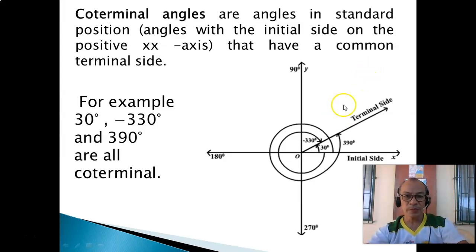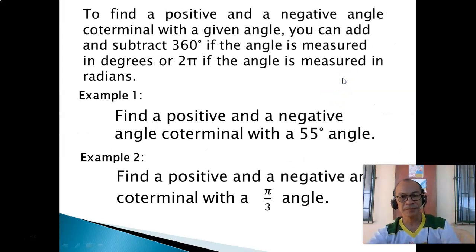So with these angles, we have what we call coterminal angles, which are angles in standard position, that is, the angles with the initial side on the positive x-axis that have a common terminal side. So here, you can see from the figure, the terminal side is the positive x-axis. So for example, 30 degrees, negative 330 degrees (so we go clockwise, that's why it's negative), and 390 degrees, one full revolution and then going back to 30 degrees, are all coterminal angles.